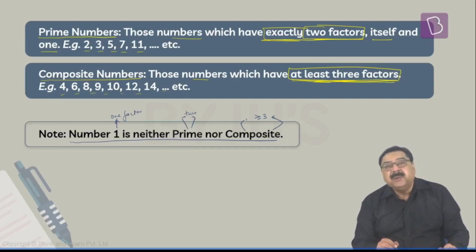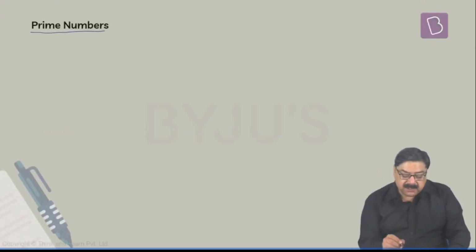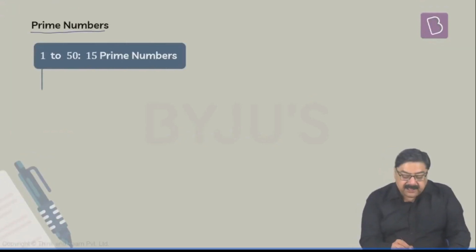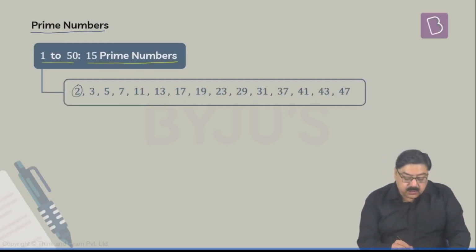Hence, 1 is neither prime nor composite number. So let us talk about prime numbers now. From 1 to 50, there are 15 prime numbers. Well, as I said, 2 is the smallest and the only even prime number.